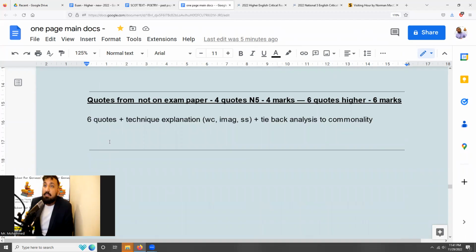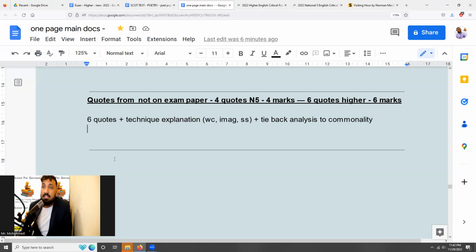The final part of the question, the final part of your answer, is going to be either 4 quotes, and these are quotes that are not on the exam paper, so you need to memorize these in advance. It's 4 quotes at National 5, worth 4 marks, and it's 6 quotes at Higher, worth 6 marks. Again, you need to memorize these before you go into the exam. Okay, and these are going to be the quotes from the other poem. So for example, if I was doing Assisi and Basking Shark, these would be my quotes on Assisi.